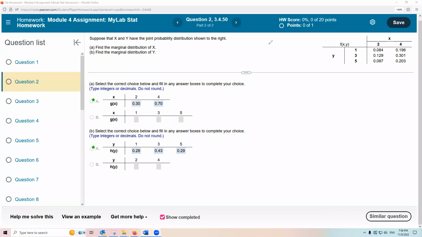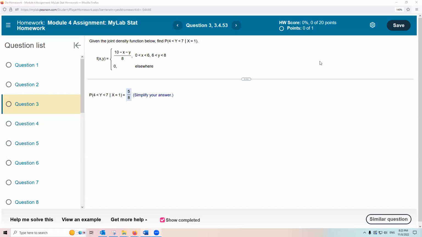All right, let's take a look at another example. This is question number 3. It's giving us a joint density function. Here it is. And the question is, find the probability that y varies between 4 and 7 on the condition that x equals 1. I have to be careful here because this density function is only valid when x is between 0 and 6 and y is between 6 and 8. So I've got to take that into account when we set up the integration.